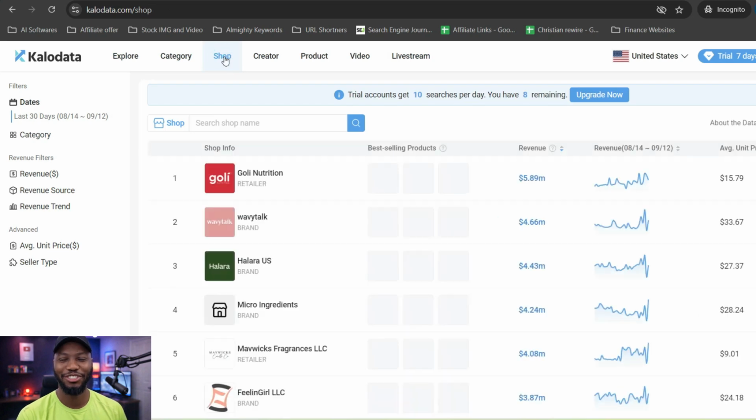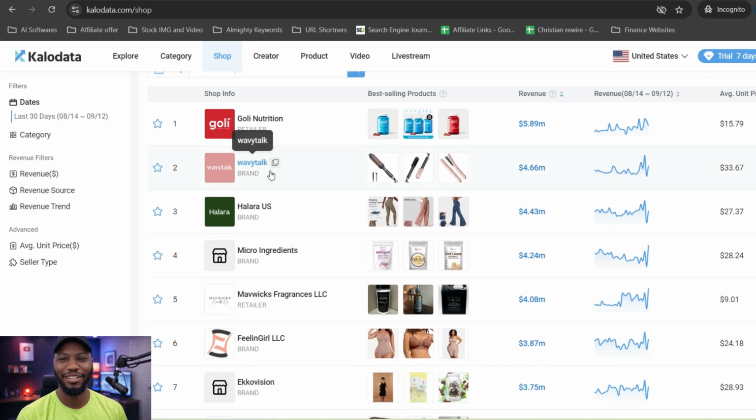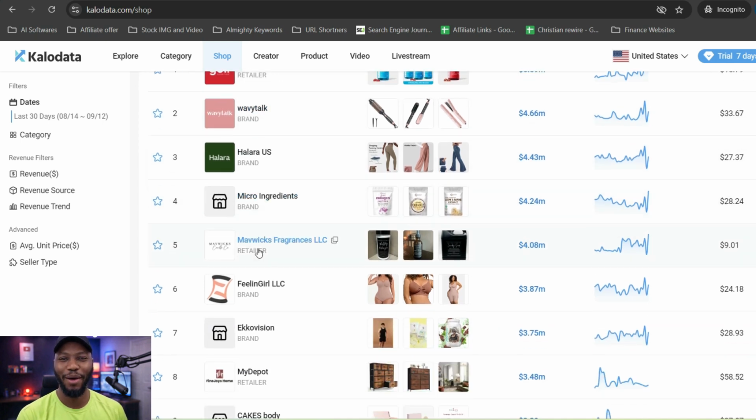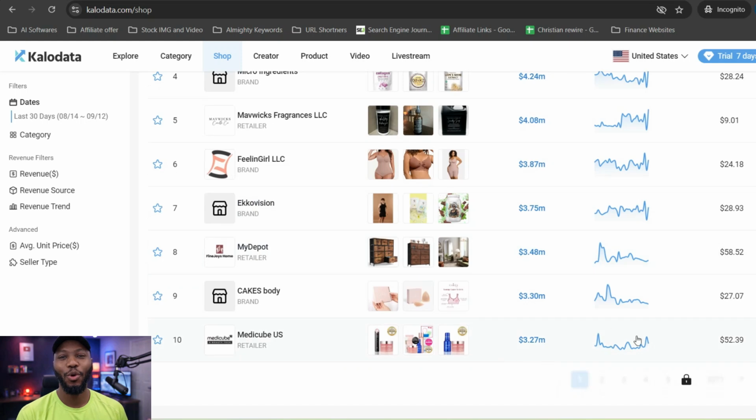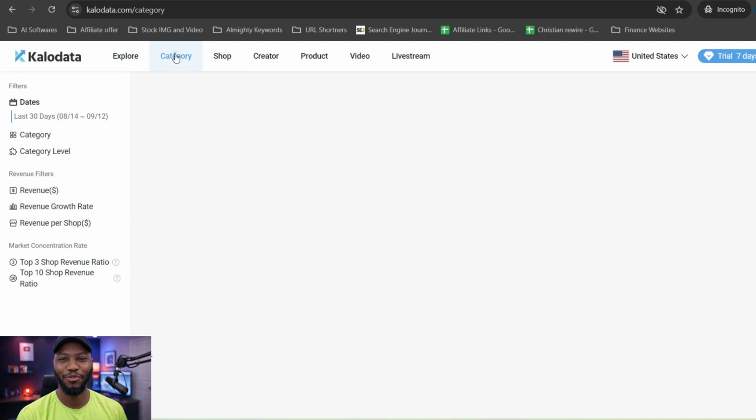Instead of blindly testing random products, you're making decisions based on real market insights. And honestly, this is the biggest advantage successful sellers have today. They are not just chasing trends, they are analyzing data before making a move.